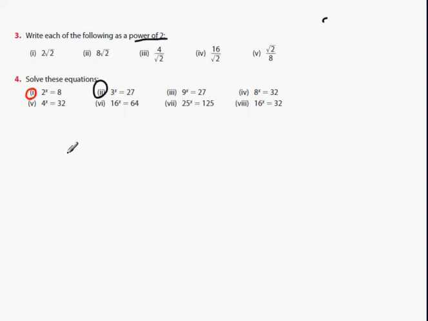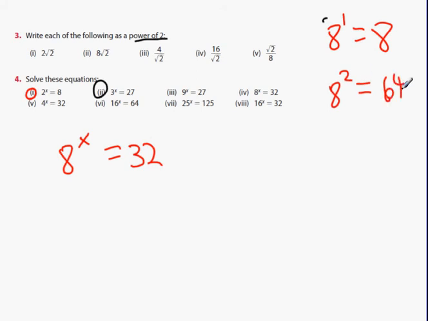8 to the power of x equals 32. 8 to the power of 1, 8. 8 to the power of 2, 64. 32 is not on that list. Therefore, I can't do it that way. 32 will happen somewhere in between, which means it'll happen somewhere in between 1 and 2. So what we're going to do next is pick a smaller number that will divide into both of them. 4. Now I'm going to tell you why 4 won't work, okay?